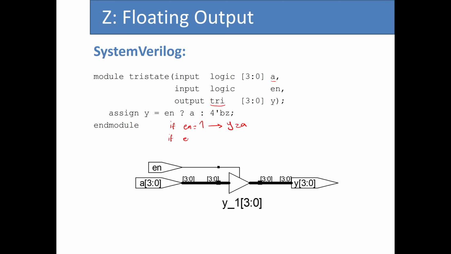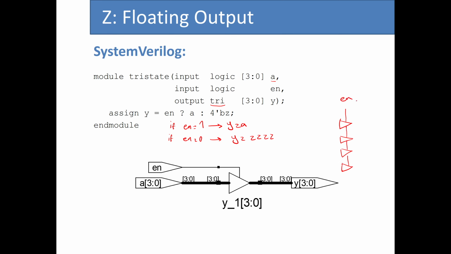However, if enable signal is 0, y is going to be z, z, z, z. So remember, the input and output are all having 4 bits, right? So this is in fact 4 tri-state buffers side by side, which they all get the same, you would say, enable signal.